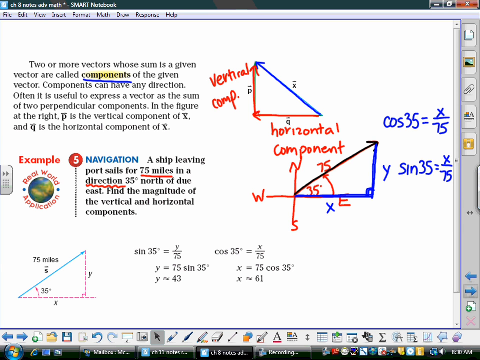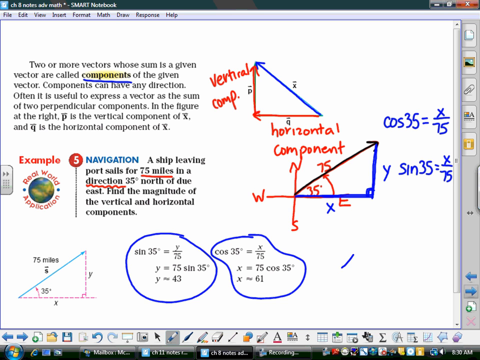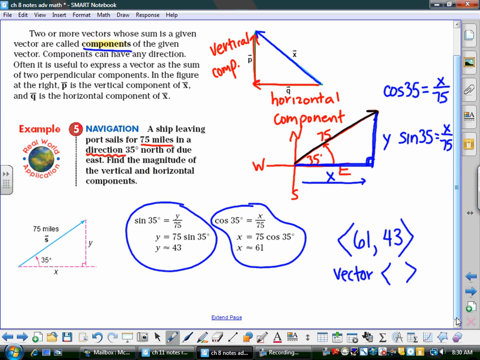The book did the same thing. Our picture looks almost identical. When they solved for the y, they got approximately 43. They rounded it off to a whole number. And when they solved for the x, they got approximately 61. So the horizontal component is 61, the vertical component is 43. We're going to learn in the next section that that means we can write this vector as an ordered pair. 61 in the x direction, comma, 43 in the y direction. For vectors, we're going to use kind of pointed brackets, not the rounded parentheses like we're used to for a point, but more pointed parentheses.